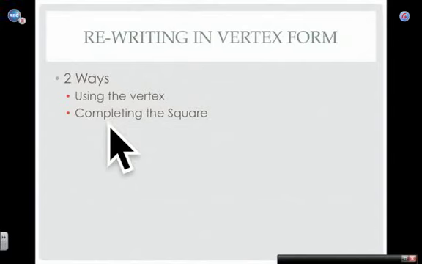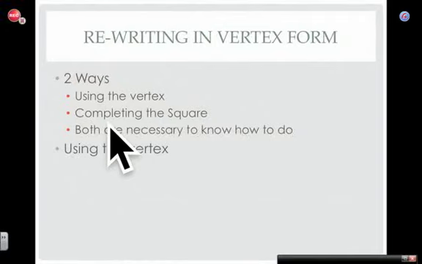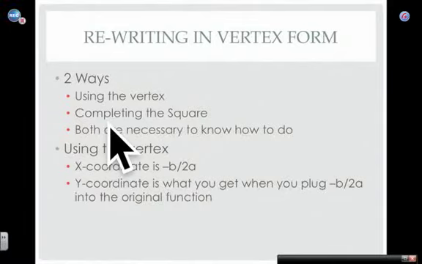And completing the square is actually a pretty good method to know how to do. And in fact, both of them for us are going to be necessary because you're going to be asked to write a function in vertex form using completing the square. I'm going to require you to show me how to do it with completing the square, even though the first one is quote unquote easier. So let's start with using the vertex. The x coordinate of the vertex is the opposite of b over 2a. You may have heard this last year. And the y coordinate is whatever you get out when you plug that number in. So if you plug in the opposite of b over 2a, that y value you get out is the y value of the vertex.